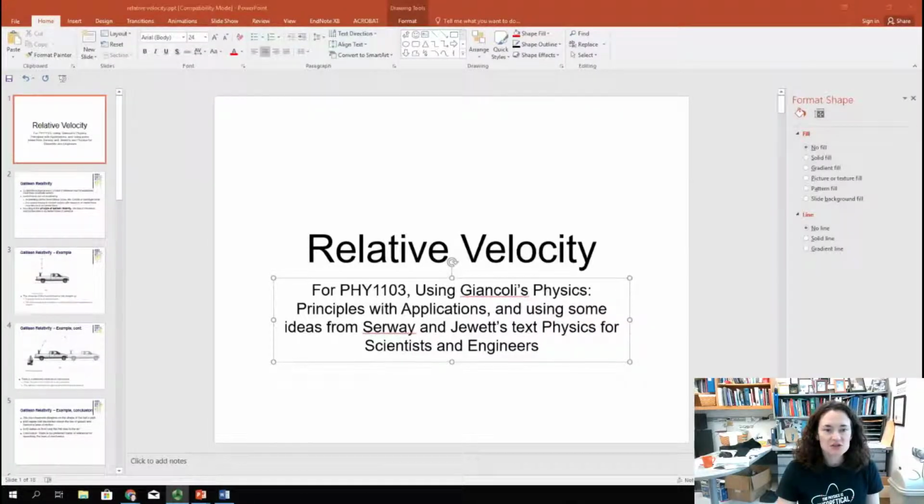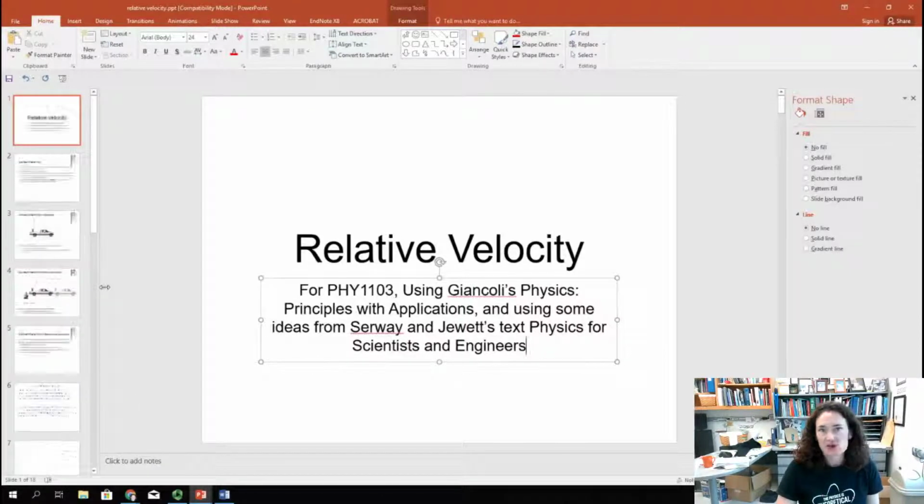Hi everybody. So today I want to talk to you about relative velocity, and as always we're using Giancoli's Physics Principles with Applications for this course, Physics 1103, and in this lecture I'm also drawing on some ideas from Serway and Jewett's text, Physics for Scientists and Engineers.